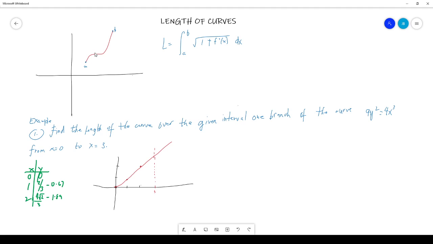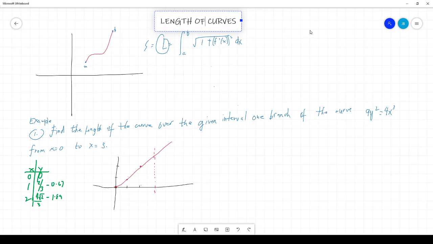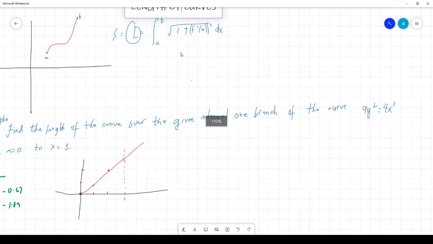Okay, so the formula would just be L is equal to the integral from a to b of the square root of 1 plus f prime of x, squared, dx. We can often see in some other books, if you like reading, that it's sometimes S. But it doesn't matter if you put L or S. No problem, whichever you like.